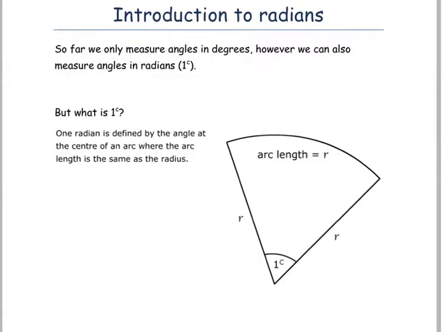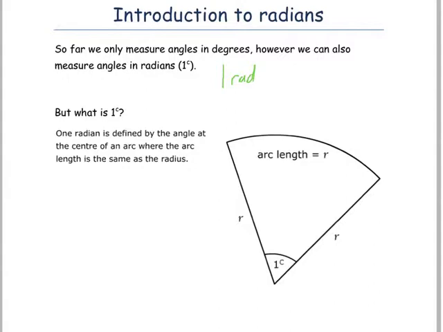And as it says here, so far we only measure angles in degrees. However, we can also measure angles in radians, which is 1c, sometimes written also as 1 rad. But we want to define what is 1 rad. So 1 radian is defined by the angle at the centre of an arc, where the arc length is the same as the radius. So in our diagram here, this sector, we've got our arc length, which is this bit here, r, and that is exactly the same as the radius from the centre of the circle.